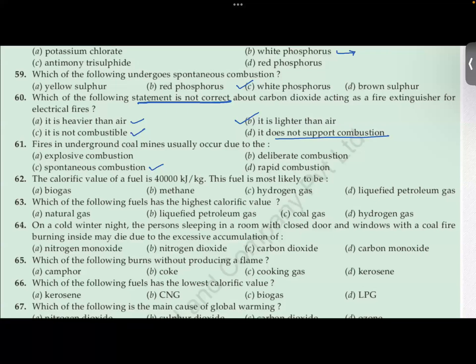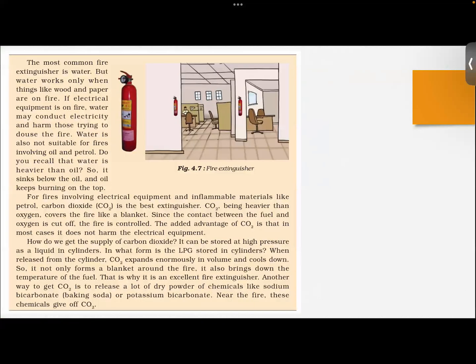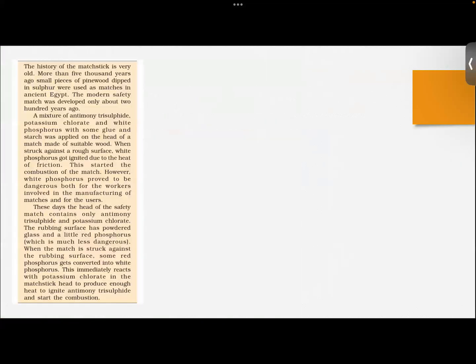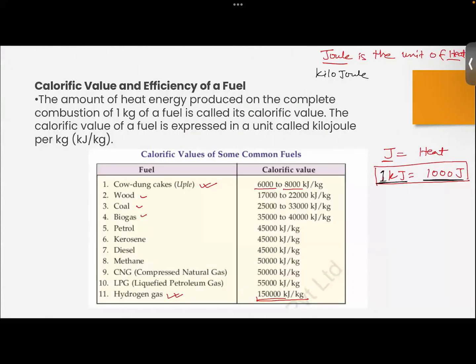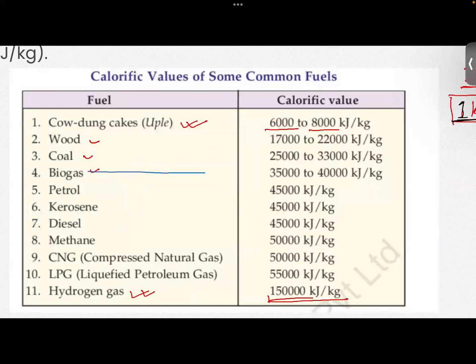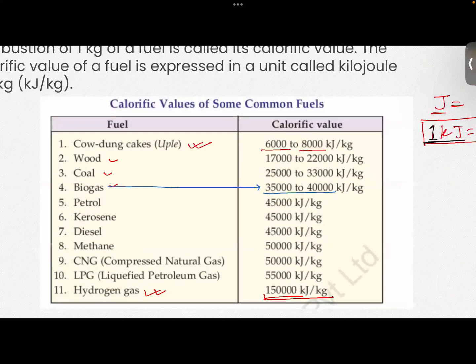Now, the calorific value of a fuel is 40,000 kilojoule per kilogram. This fuel is most likely to be? LPG? No, it's not LPG. You need to memorize some of the calorific values of some fuels. If you see biogas here, what is the calorific value? Between 35,000 to 40,000 kilojoule per kilogram. Right, guys? So that is the answer.